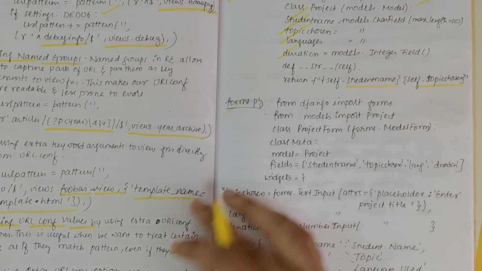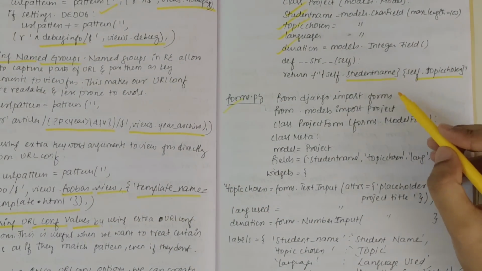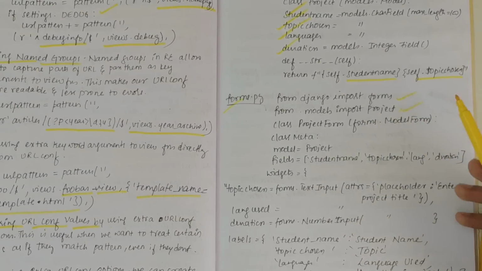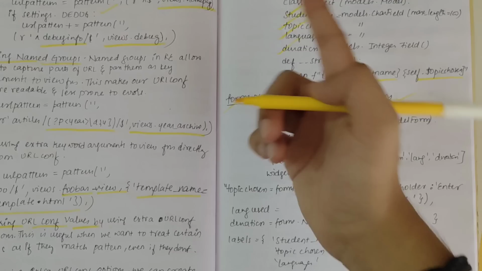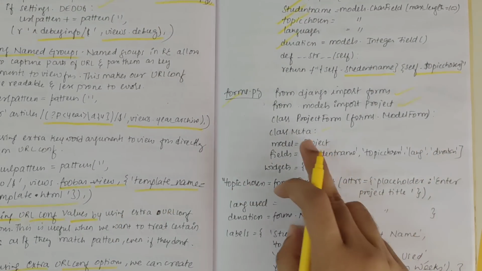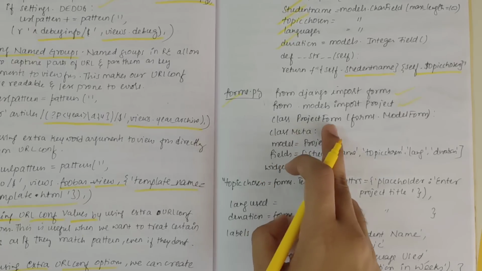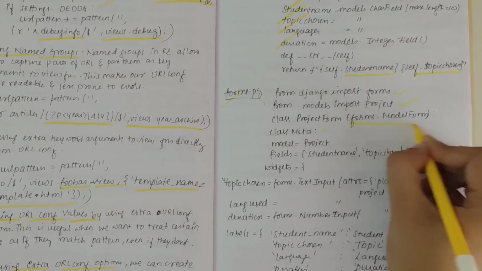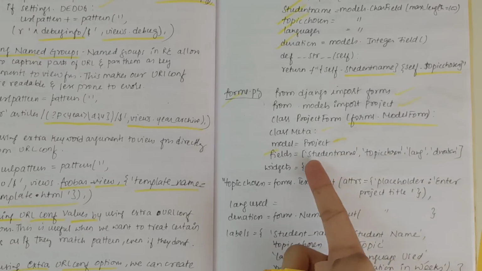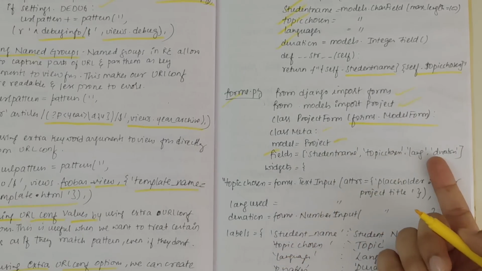Looking at the forms part here, I'm creating a model form. From django import forms. After that, from .models import Project, I'm importing the Project which was created in the model. So class Meta, you have seen this. Class ProjectForm, defining the project form here, forms.ModelForm. In class Meta, I'm specifying what is the model and what are the fields to be accessed, that is student_name, topic_chosen, language and duration.